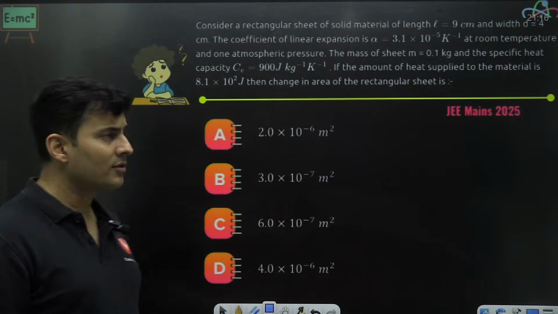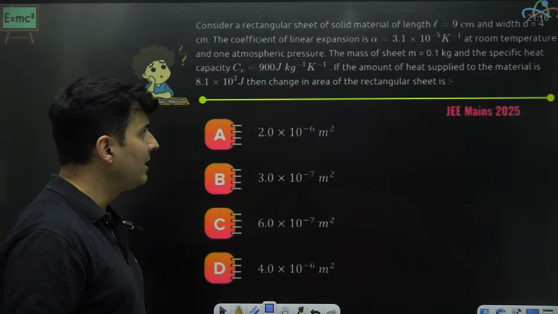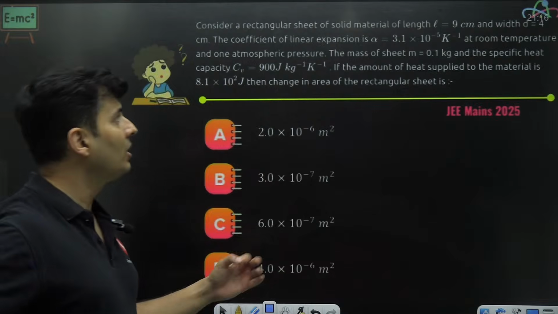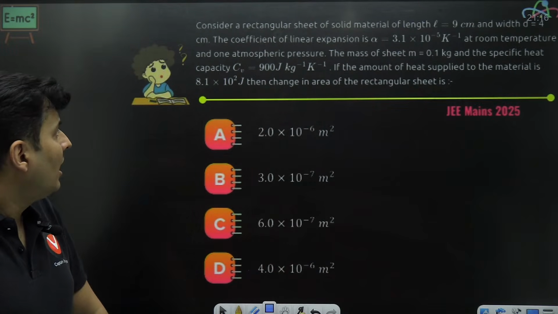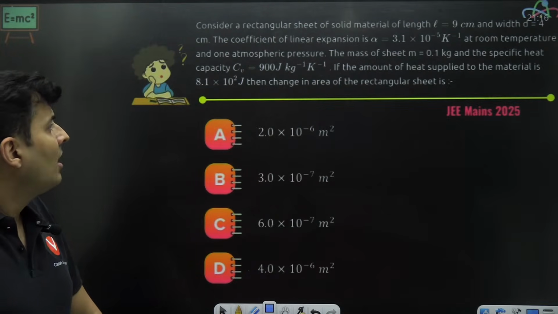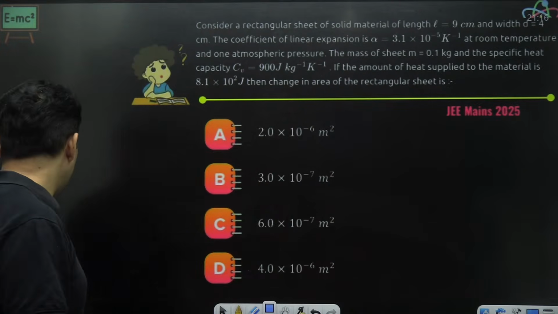Consider a sheet of some metal. This was asked in 2025. Length 9 centimeters and width 4 centimeters. The coefficient of linear expansion is given at room temperature, and the mass of the sheet is given. Specific heat capacity is given. The amount of heat supplied is this much. Then find the change in the area of the rectangular sheet.